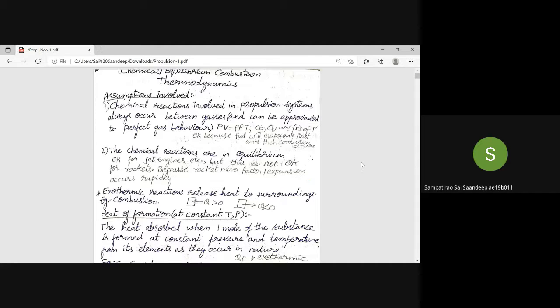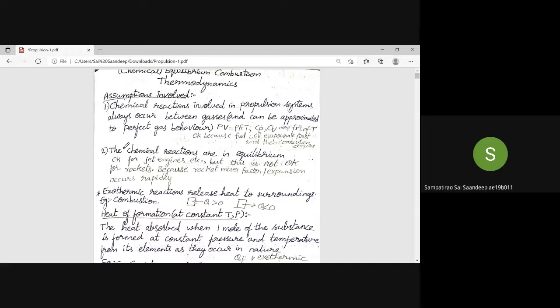The first and important assumption is that the chemical reactions involved in all the propulsion devices always occur between gases, and we can approximate all these gases to perfect gas behavior, or ideal gas behavior. Or I can say that PV is equal to rho RT, and CP and CV are functions of temperature. These two conditions are satisfied. This assumption is okay because fuel will evaporate first and then combustion occurs.